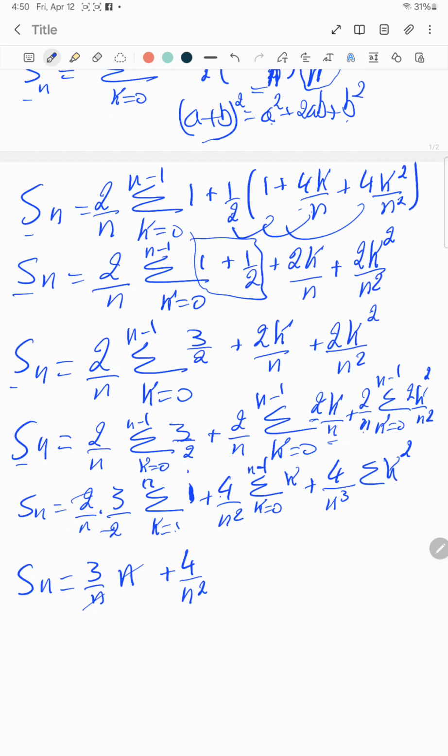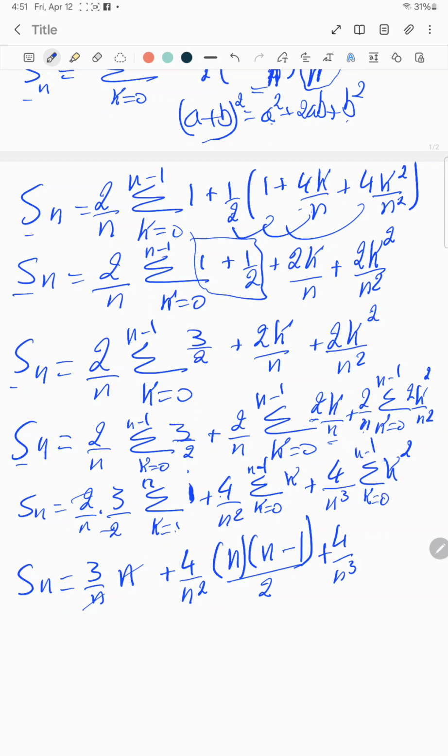So here it becomes n times n minus 1 divided by 2. Plus 4 over n cubed, and this is k equals 0 to n minus 1.